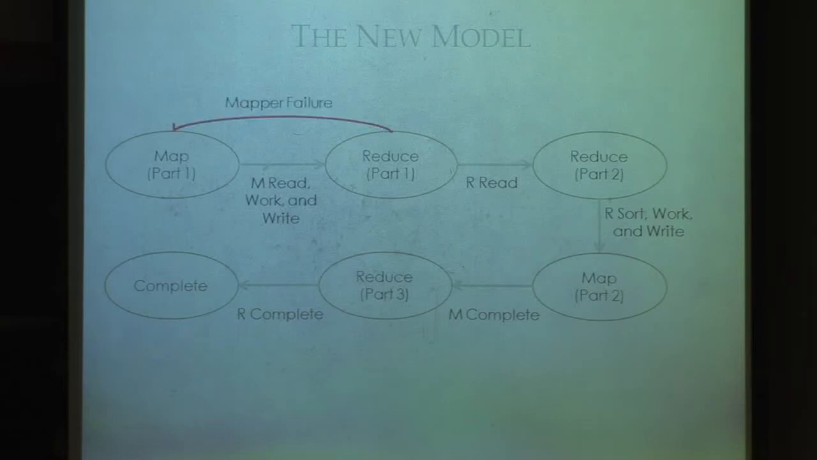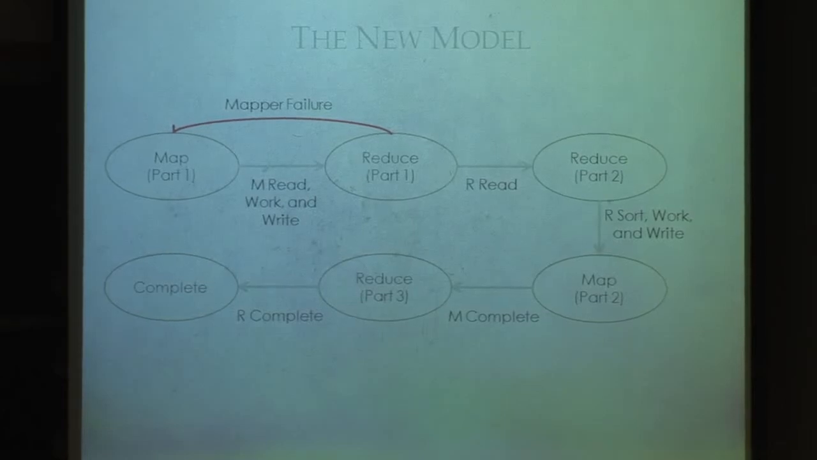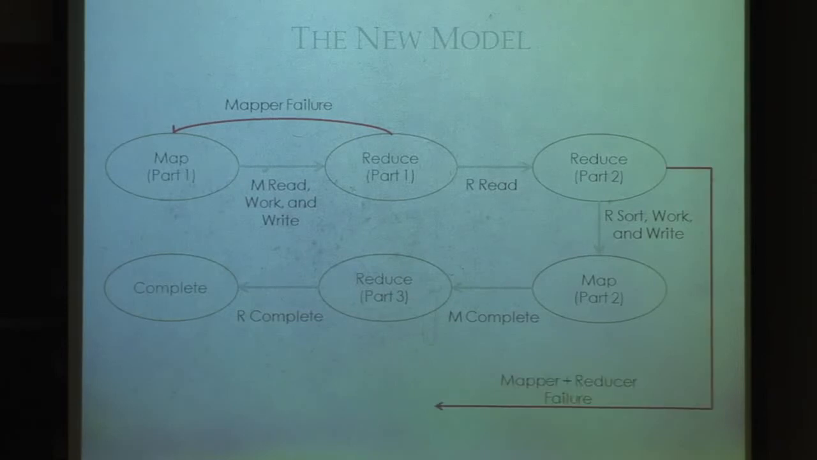For one, if a mapper fails before all the reducers complete their read, then we have to re-execute the mapper. Basically that entails resatisfying the condition that all M mappers have completed read, work, and write. And so that pushes us all the way back to the start, back to square one. So that is a potential issue that can come up. And a bigger issue is if we have a mapper and a reducer fail, we get an application failure.